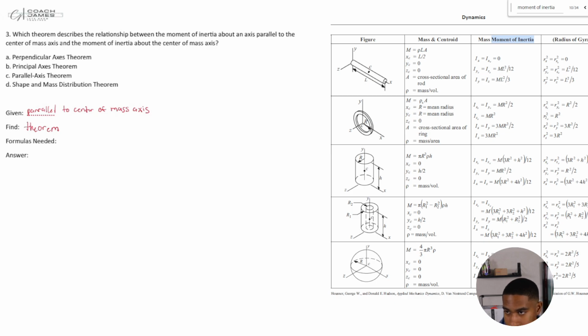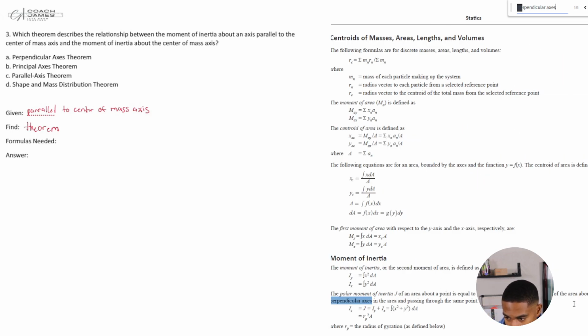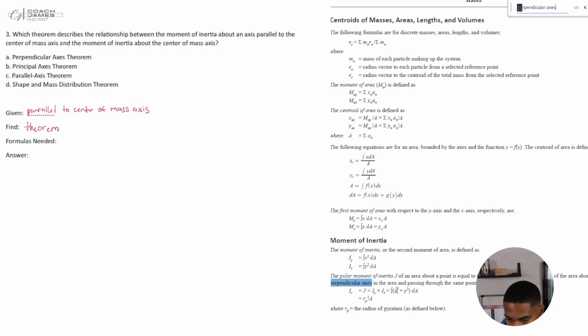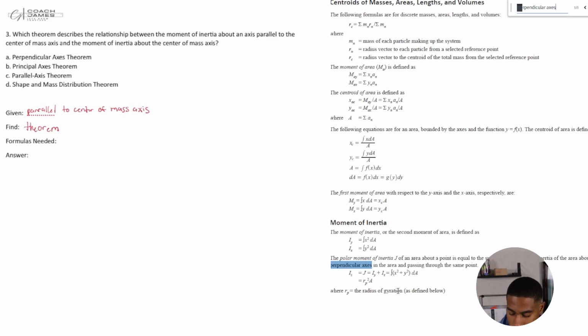And so perpendicular axis theorem, let's search what that is. Perpendicular axes. The polar moment of inertia J and area, okay. The moments of inertia of the area about any two perpendicular axes. So the polar moment of inertia. It doesn't mention anything about perpendicular stuff. Okay, so I would say no.